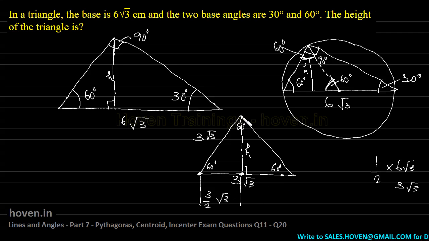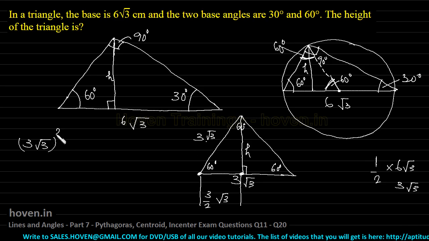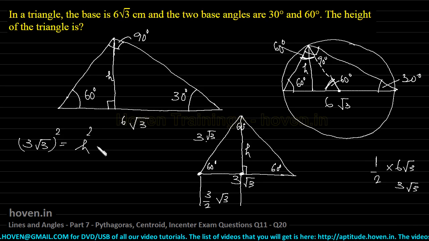So if I concentrate only on this triangle, then in this I have 3 square root of 3, 3 by 2 square root of 3, and h. I can now easily apply Pythagoras theorem. Let us do so. The square of this, 3 square root of 3 whole square, should be equal to this h square plus this one.